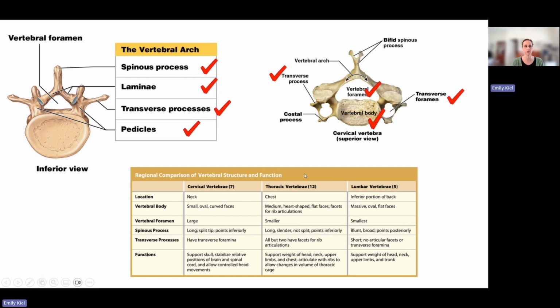And then your lumbar vertebra, they are going to be giant vertebral body, very flat. You're going to have very small vertebral foramen. The spinous process is now pointing posteriorly. It's not pointing inferiorly anymore. And you've got really short transverse processes. So keep in mind how you're going to differentiate those.